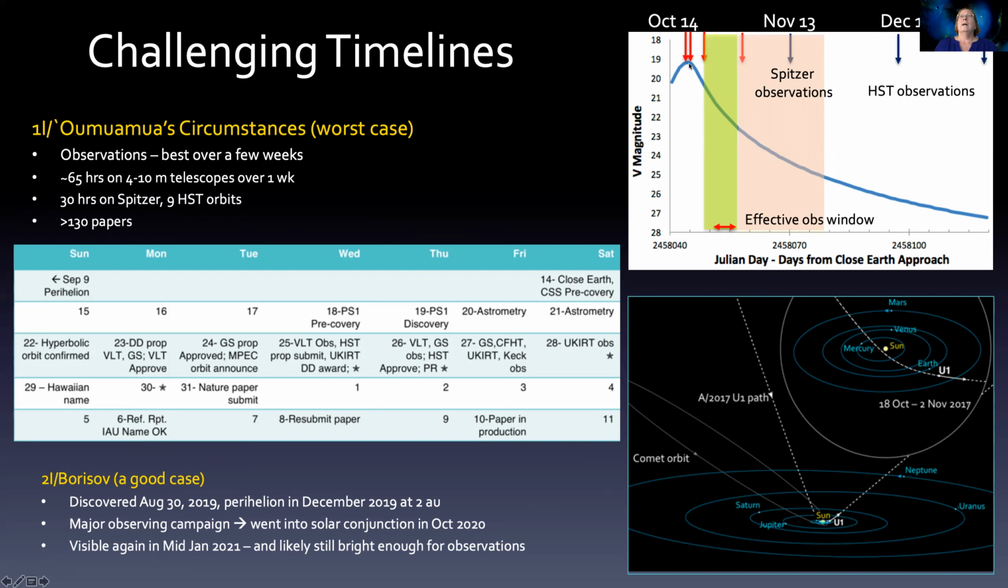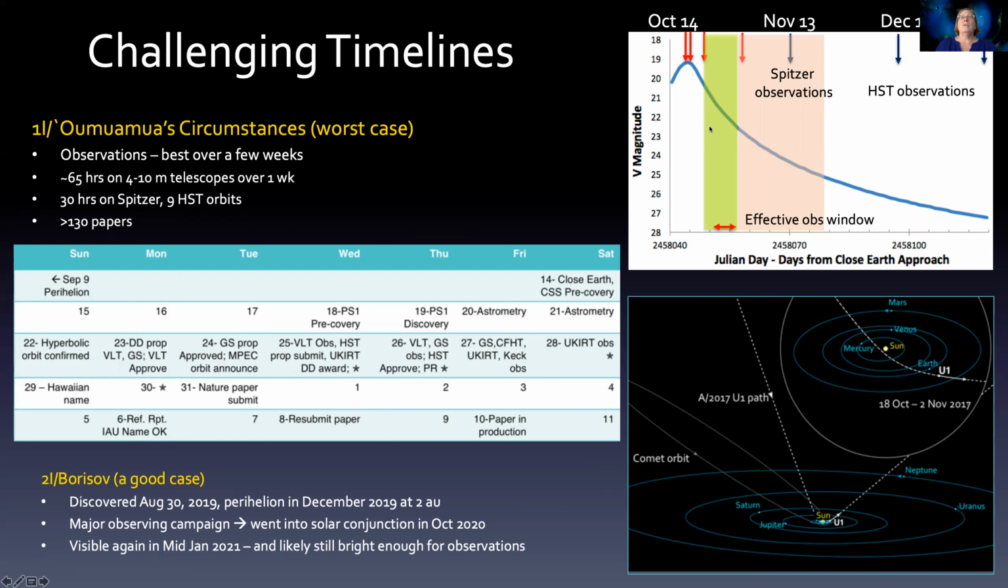And then by the 22nd, we knew it was hyperbolic, and everybody started to put in proposals and get their proposals for telescope time approved. And we had about a week where it was bright enough to observe. So this is when the observations started. And you can see within a week, it had faded significantly.